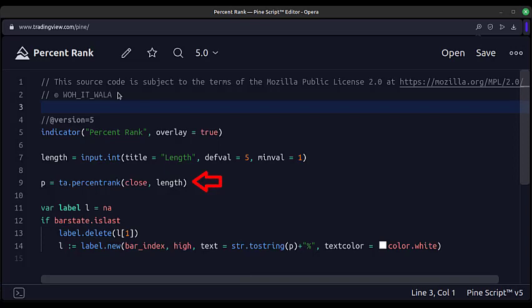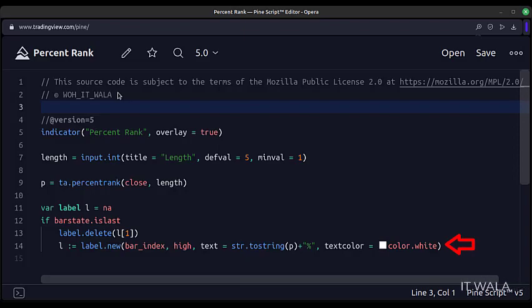The first argument of this function is the source value. We have passed close as the source. And the second argument is the length. So this function will check how many candle closing prices among the last 5 candles are lower than the current price. This result will be in the form of a percentage. And finally, we show this percentage result in a label.